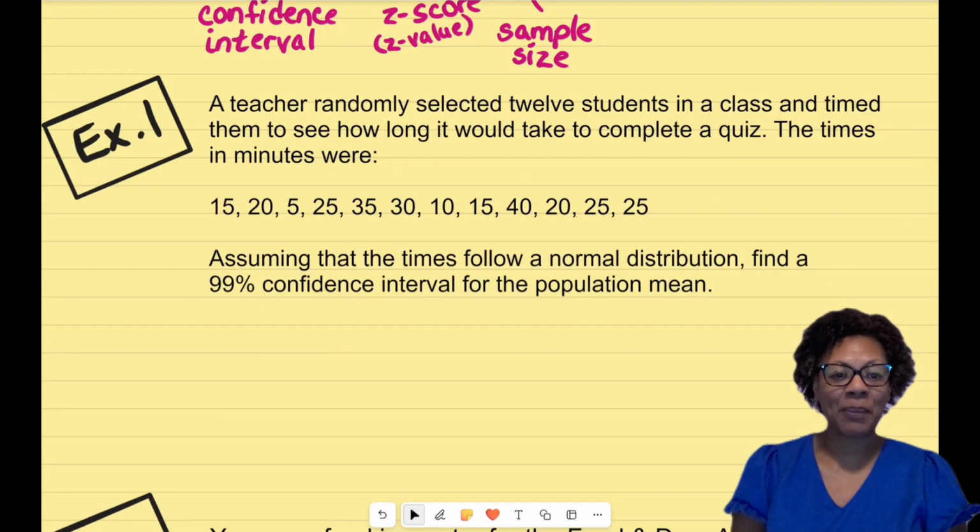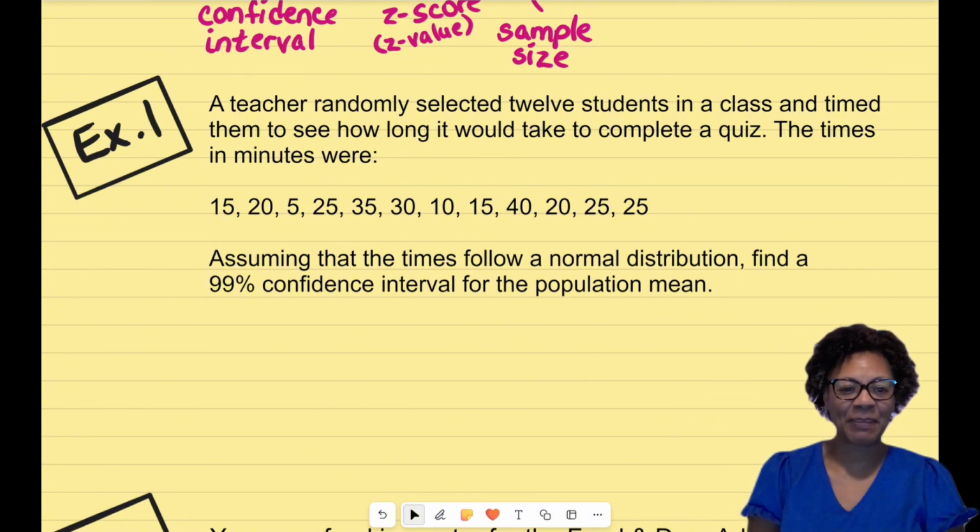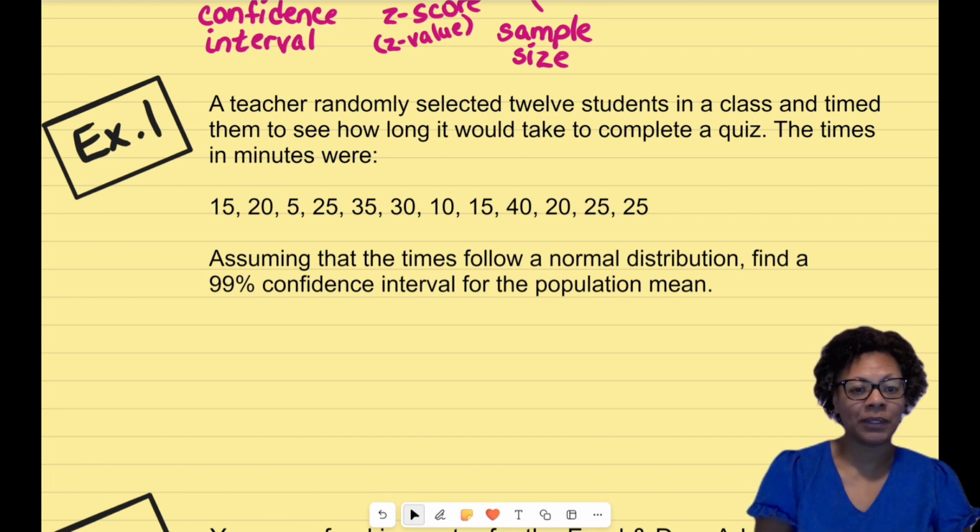Right now, for example 1, a teacher randomly selected 12 students in class and timed them to see how long it would take to complete a quiz. These were the times that were given. And so we're assuming that those times followed a normal distribution, and we're asked to find a 99% confidence interval.